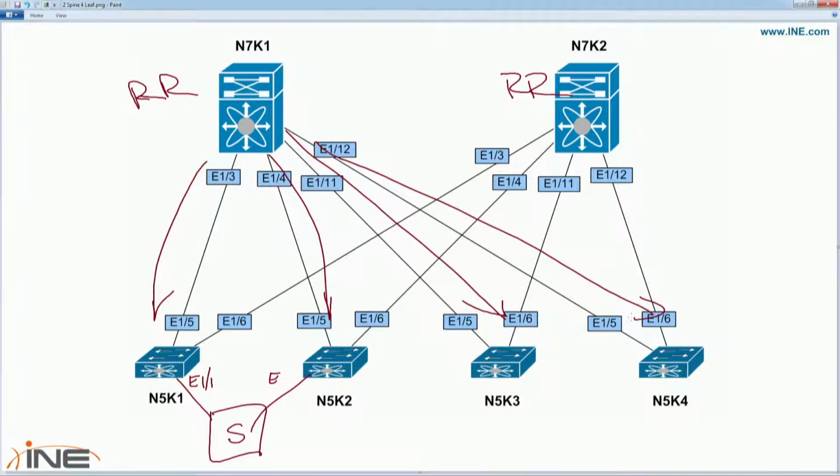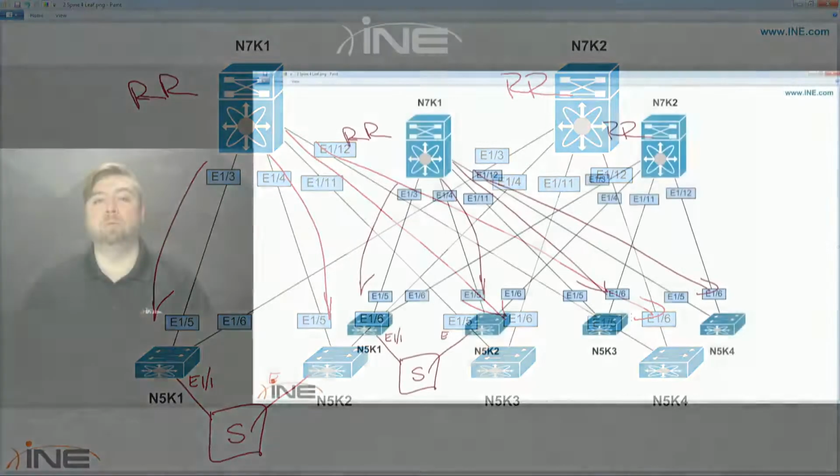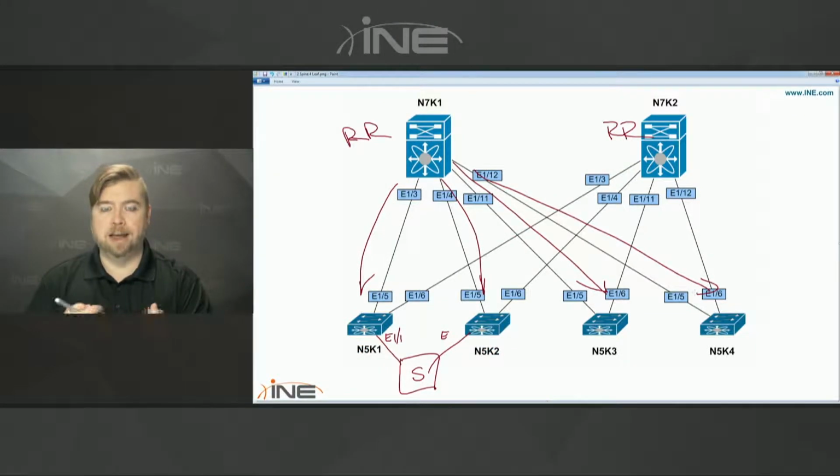Now we'll see an important point here is that when the route reflector receives the route in and advertises it back down to the remote leaf, it is not updating the next hop value. This means that when 5K1 sends a route to 7K1, 7K1 sends it to 5K3, 5K3 sees the next hop as the loopback of 5K1 as opposed to the spine. Okay, we'll come back to that later when we look at inter-fabric reachability.